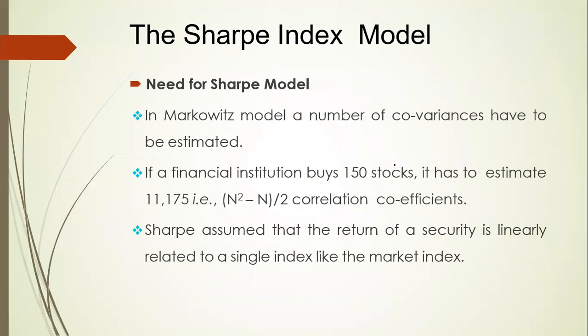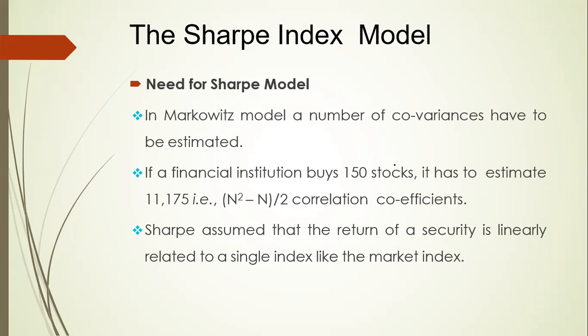Now let's study the Sharpe index model. What exactly is the Sharpe index model and why is there a need to study it? We have done calculations of portfolio return and risk using probability and contribution, using the formula for how much has been invested; covariance has to be calculated, and the correlation coefficient has to be calculated. So in the Markowitz model, a large number of covariances have to be estimated. If a financial institution buys 150 stocks, it has to estimate 11,175 of them. That is n squared minus n divided by 2. So the correlation coefficient has to be calculated.